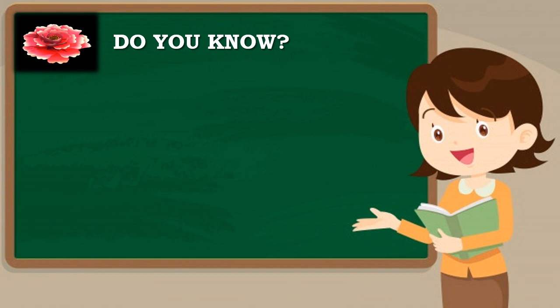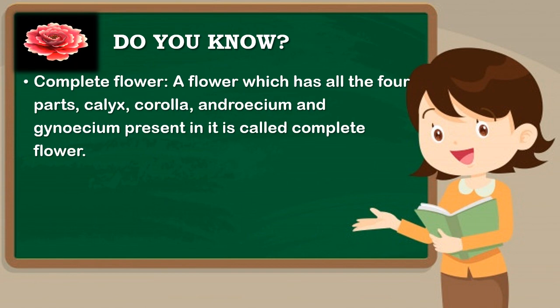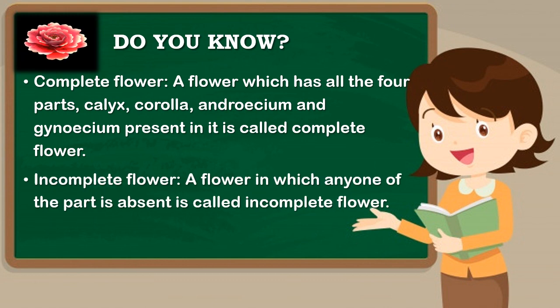Do you know, children, a flower which has all the four parts, calyx, corolla, androecium, and gynoecium present in it, is called a complete flower. But a flower in which any one of the parts is absent is called an incomplete flower.